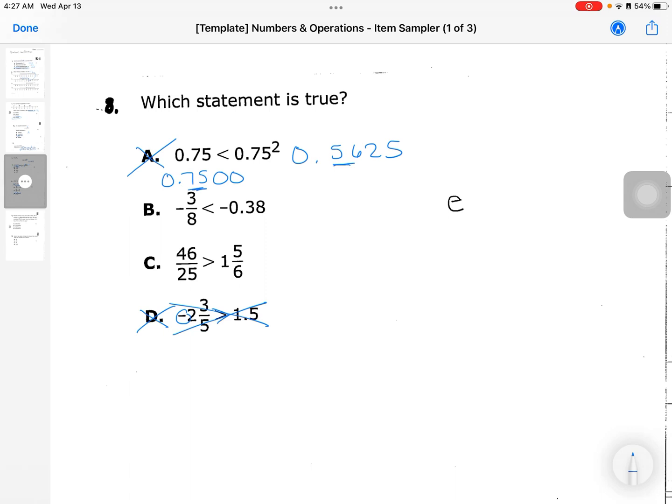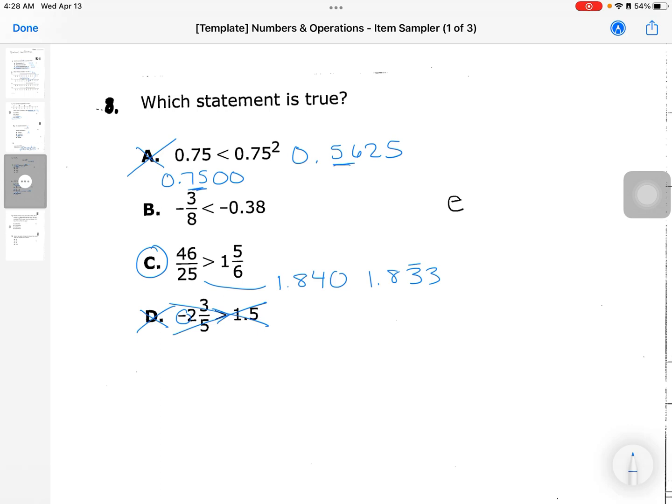Take a moment and decide, is your answer going to be B or C by doing a similar type of process that we just did? I was working on C, and for C I had 1.84, and then for 5/6 I got 1.83. Even though the 3 is repeating, the 0.84 is always going to be bigger. So therefore, C is the correct answer.